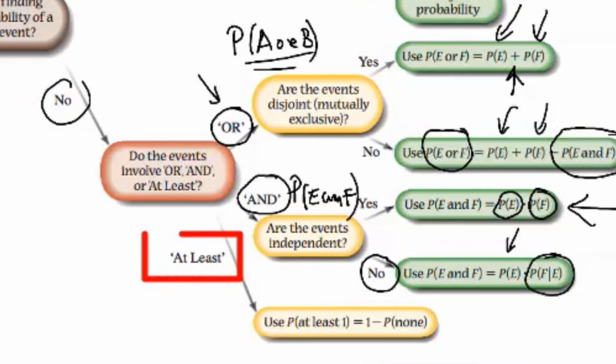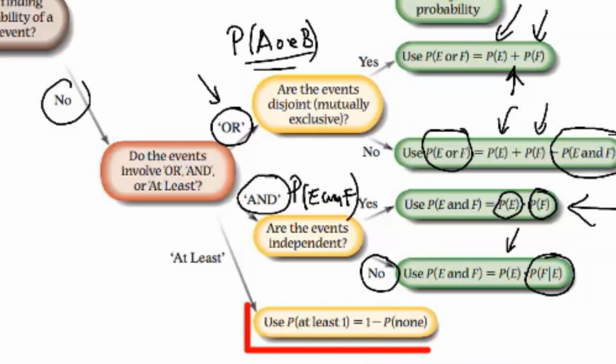At least one means 1 or 2 or 3 or 4, so this is a compound event, because at least one is the complement of none. Then you apply the formula for the complement: compute the probability of none and subtract this probability from 1.